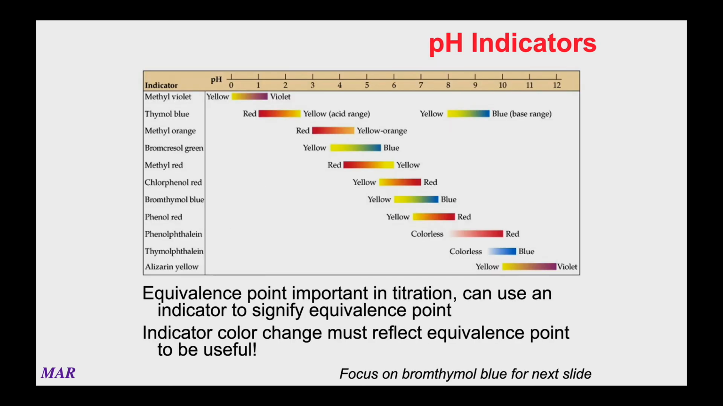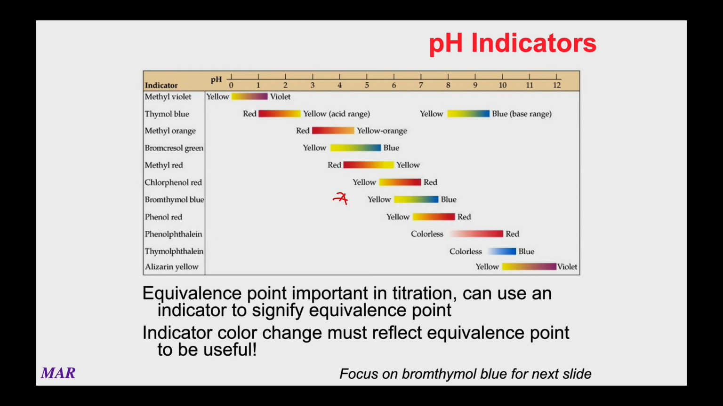Pretty cool. An indicator can be a useful tool in order to find out if a titration has reached equivalence. You must pick an indicator in the right range, all right? If you pick the wrong indicator for the range you're looking for, it won't be very helpful. And here's what I mean by that. Well, we're going to look in the next slide at bromothymol blue, all right? And this crazy thing, bromothymol blue, is right there.